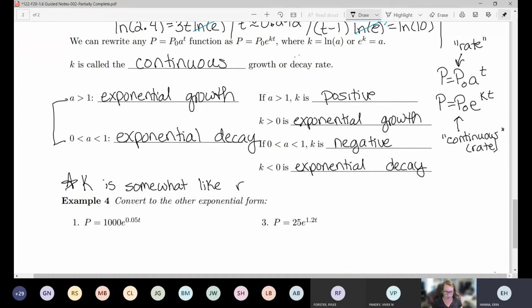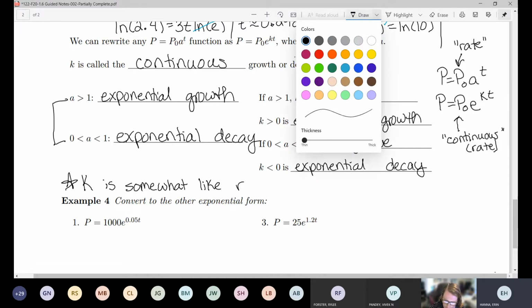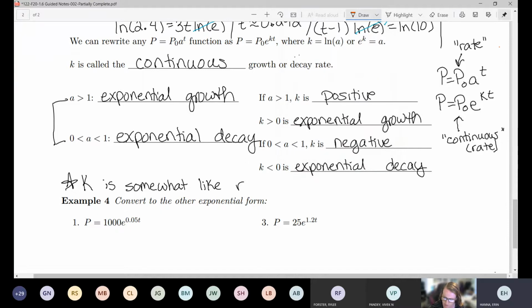Now, again, once you're given one of the forms, you can always find its equivalent other form. How are we going to do that? Well, if you look back over to the side where I wrote both of these forms, what's the only thing that differs between those two forms? The P naughts match up. They both have an exponent of t, but the only thing that's different is the a versus the e to the k, which is why we were given these relationships here.